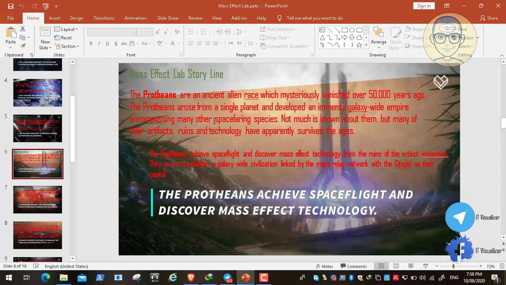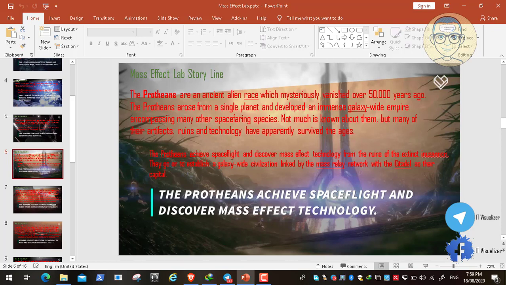They had very advanced technology, and this advanced technology has apparently survived the ages. One of these technologies was the Mass Effect technology. This Mass Effect technology enables them to travel very large distances in space with the least amount of power. As I said before, the Mass Effect bends the space-time continuum, using the effect of bending space and time to travel large distances in space. This technology was achieved by the Protheans.